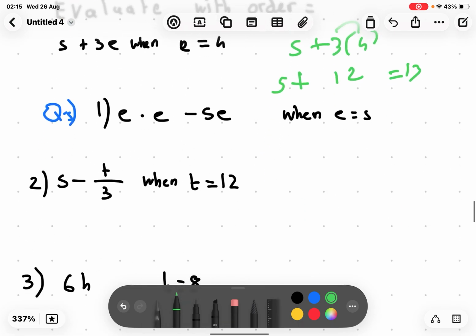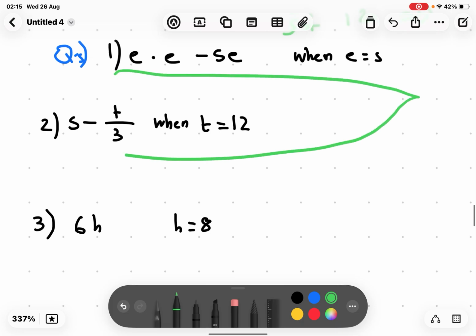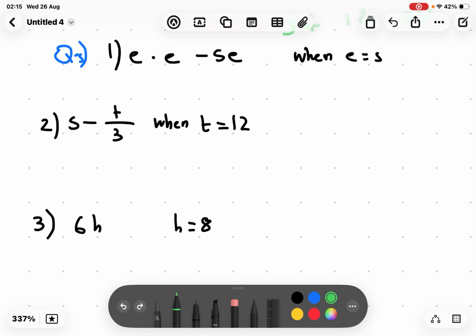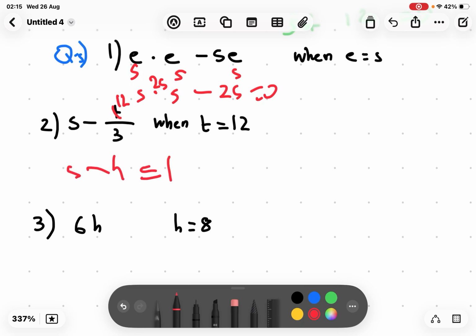And here are some example questions if you want to quickly do them. This is 1, this is 2, this is 3. Let's go. This first one is the hardest, I don't know why it's at the start. Replacing everything with 5, over here we have 25. And over here we have 5 and 5 times each row, so that's also 25, so the answer here is 0. Over here, 12 divided by 3 is 4, minus 5, that's 1. 6 times 8 is going to be 48.